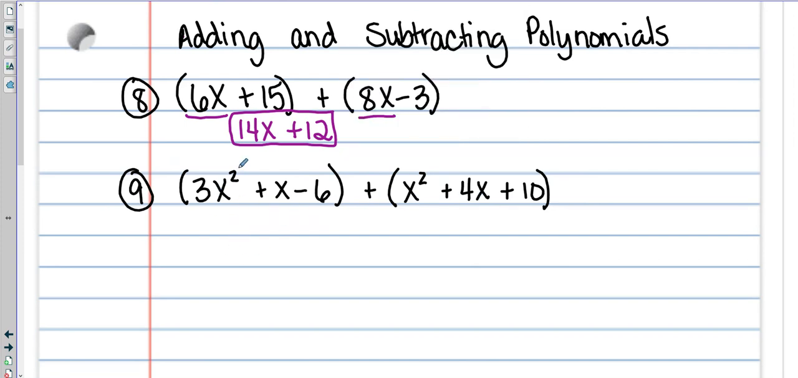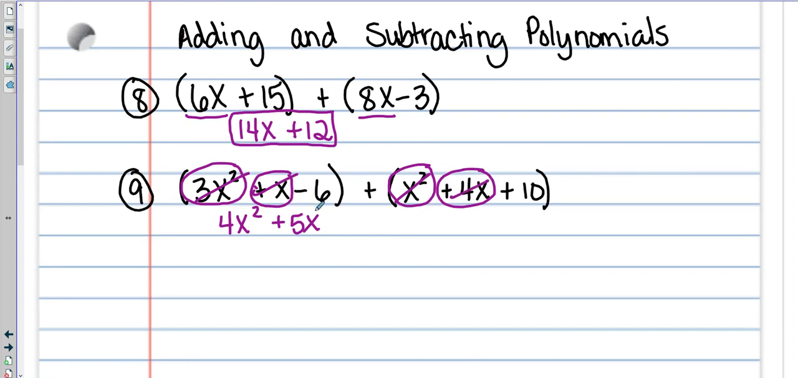So I notice that I can combine 3x to the 2nd power with x to the 2nd power. So I'm going to combine those two, and I end up with 4x to the 2nd power, right? 3 plus 1. Okay, next, my next terms, so I'm done with these. Next, I can add x with 4x, and I end up with positive 5x.